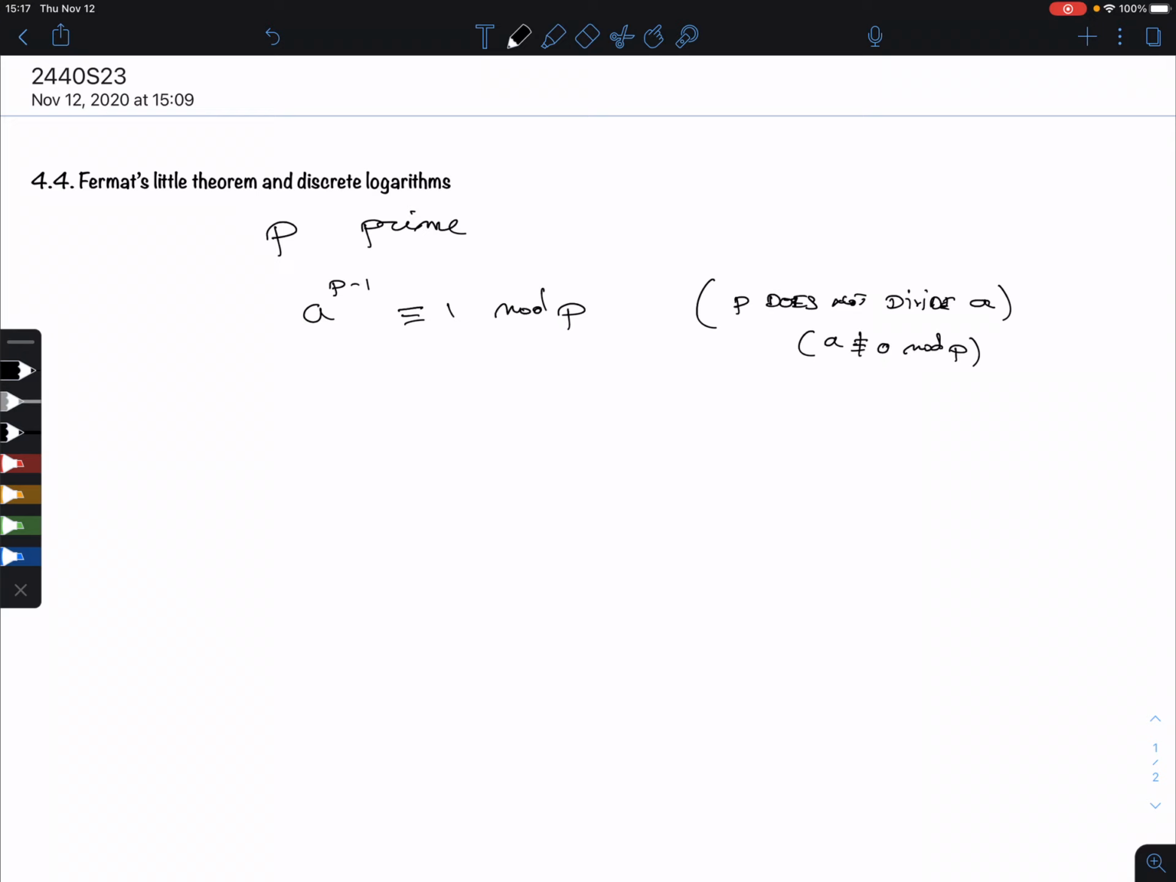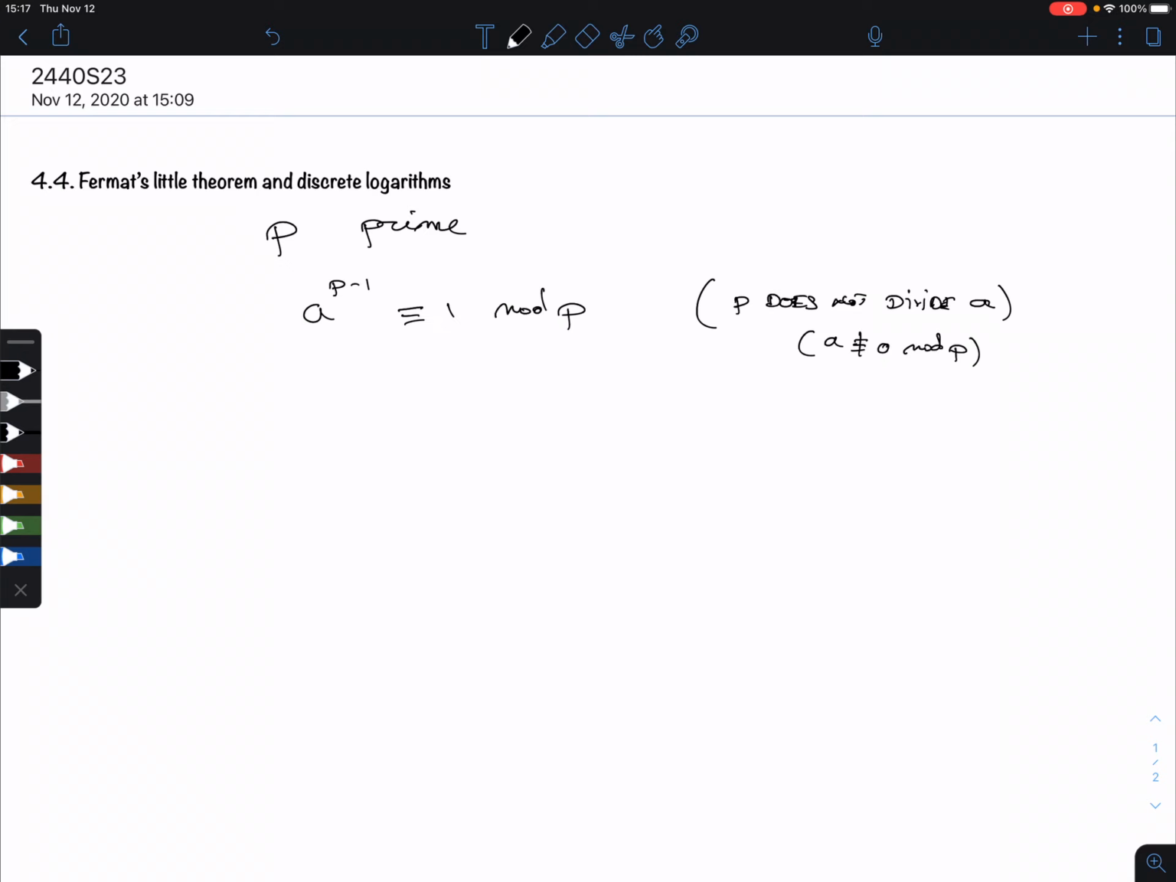Dividing a is exactly saying that you're equivalent to 0 mod p. It's exactly saying that the remainder by division of p is 0. So, of course, 0 to the power whatever is always 0, so can never be 1. But that's the only exception. Any other number, when you put it to the power p minus 1, you get 1. Okay, let's test this out.